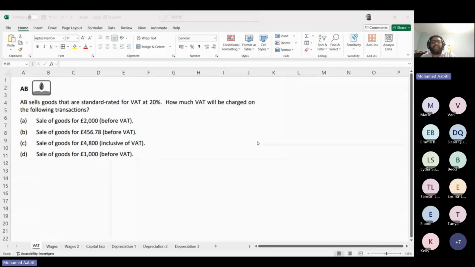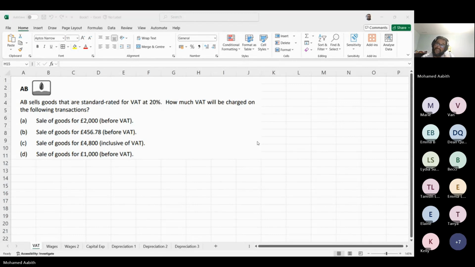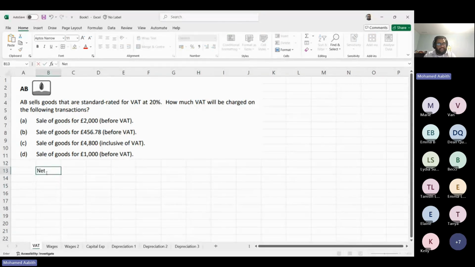It may seem a very simple question. Trust me, this is where people get a bit overconfident. And they think they remember, they know everything, and then suddenly they start making elementary mistakes. So normally, if you remember how the calculations work, we usually say net, VAT, and total. So here, the net is 100%, VAT is 20%, and the total is going to be 120%.